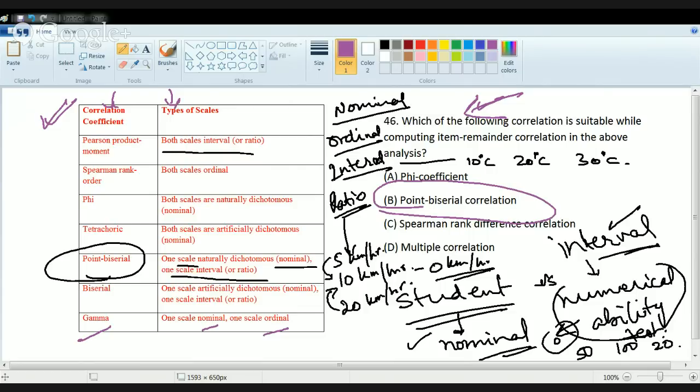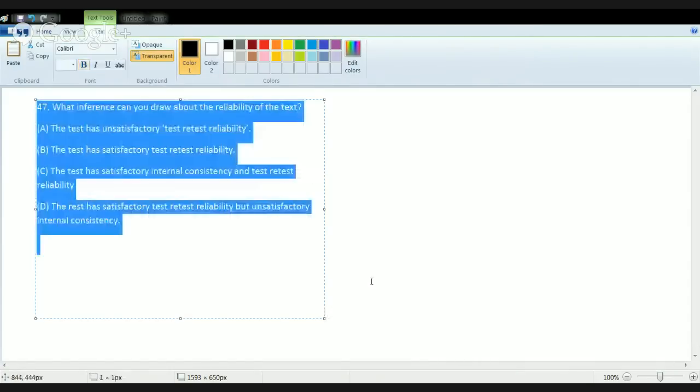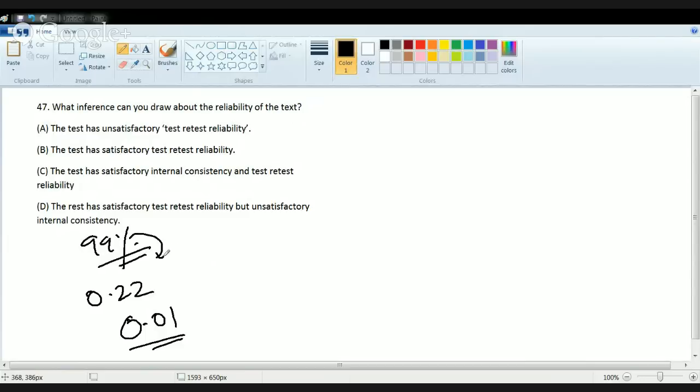Now the next question. It asks whether the test-retest reliability was good or not. So what was the score? The score on test-retest reliability was 0.22 at a significance of 0.01. That means a 99% significance level. I can say that at 99% significance, the reliability is 0.22. That means the reliability is very low, or unsatisfactory, because usually we say a good reliability lies from 0.5 to 0.7. So that is a direct answer. It looks very difficult, but it's simple.